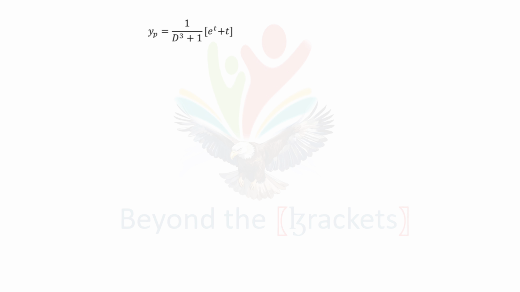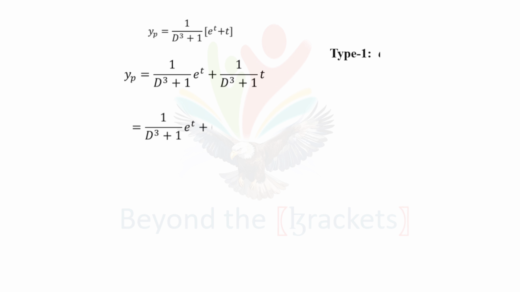To find the particular integral, take the reciprocal of the operator form multiplied by the RHS. Here, the RHS contains e power t, which is type 1, and t, which is type 3. So we'll solve both the terms separately. For type 1, where RHS is e power t, we use the substitution D equal to a, where a is the coefficient of t, that is 1. So substituting D equal to 1, we get 1 by 1 plus 1 into e power t, which is e power t by 2.